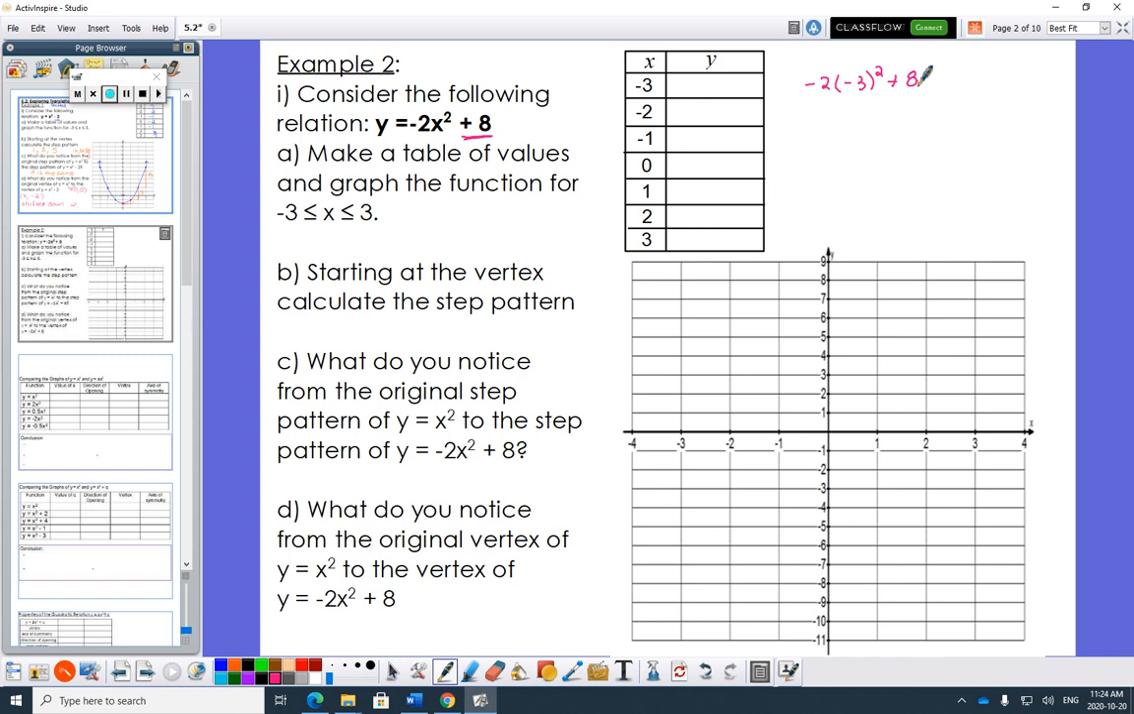Okay, so -3 squared is 9 times -2 is -18 plus 8 is -10. -2 squared is 4 times -2 is -8 plus 8 is... yep, 0. -1 squared is 1 times -2 is -2 plus 8 is -6.